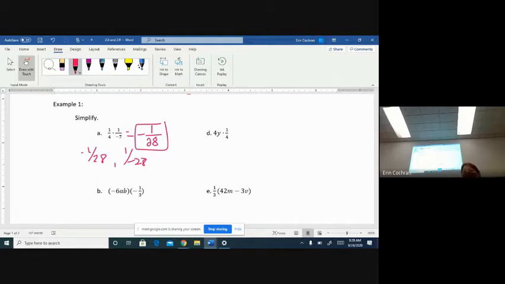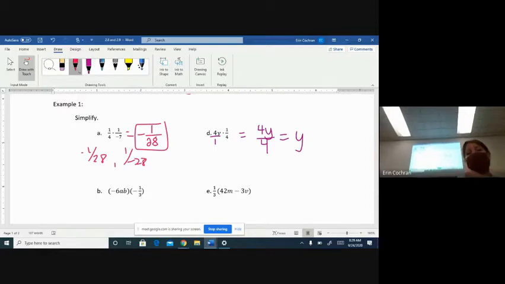All right, looking at D, okay? 4y is the same thing as 4y/1, right? So we can multiply straight across if we want, and 4y times 1 is 4y. 1 times 4 is 4. And what's 4y/4? Just y, right? Because 4 divided by 4 is 1, okay? And 1y is just y.